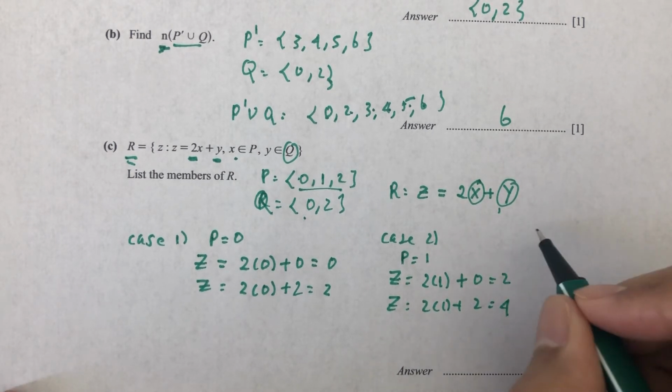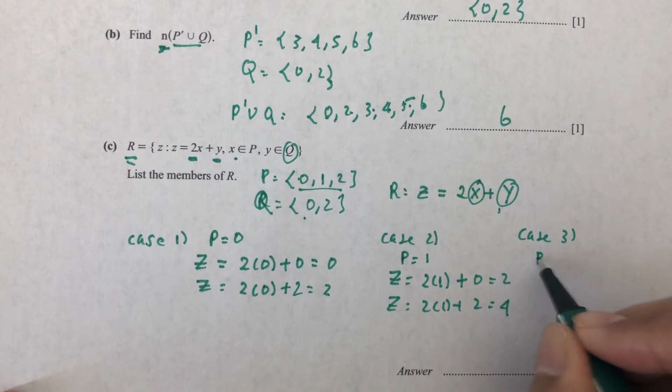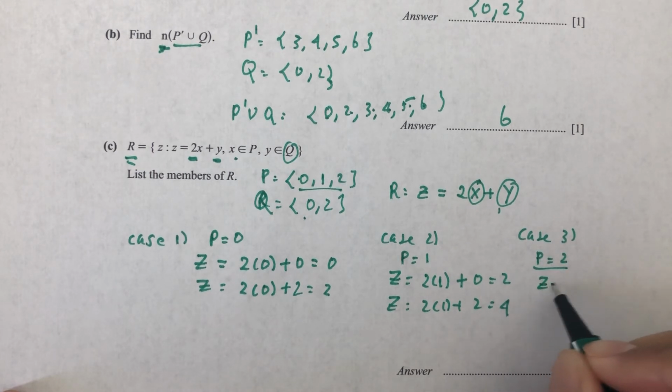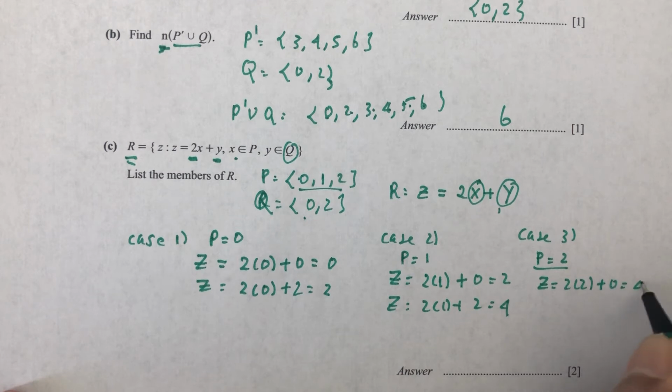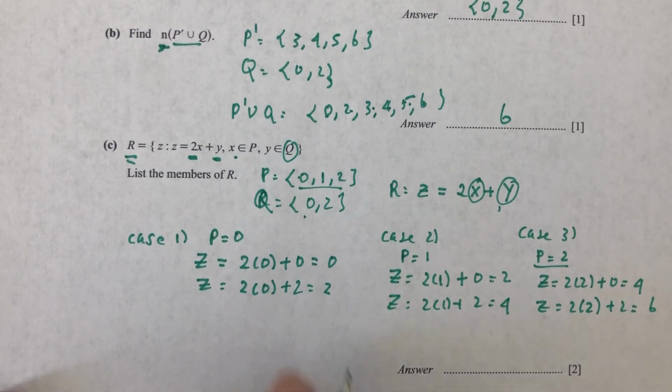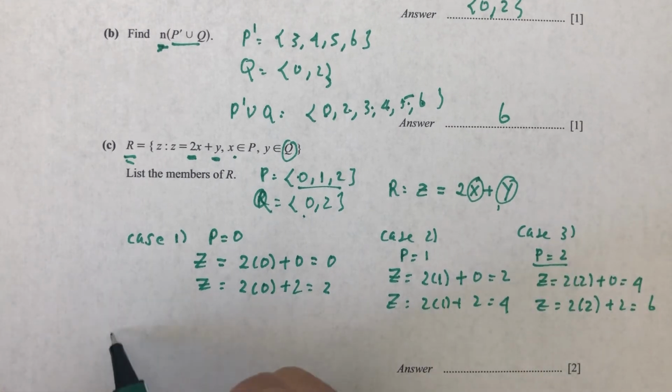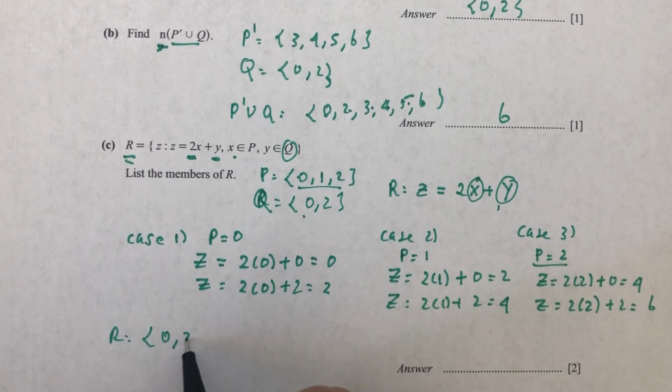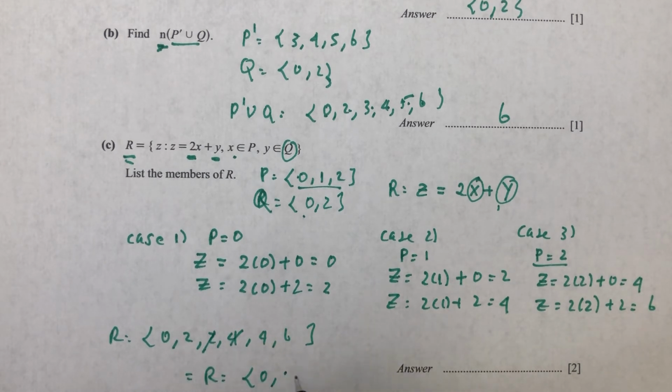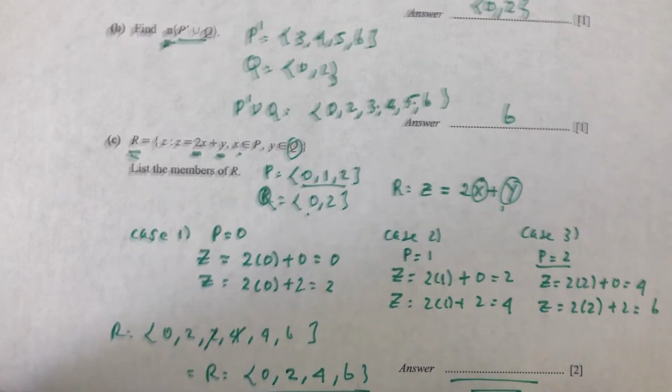And now the last case, case 3, x equal to 2. So Z equal to 2 times 2 plus 0 will be 4. And 2, not power, but times 2, plus 2, which will be 6. So all these elements can be in R. So R can be 0, 2, 2, 4, 4, 6. But since we have repetition, we have to cancel out 2 and 4. So the set R is {0, 2, 4, 6}, and this will be your answer for part C.